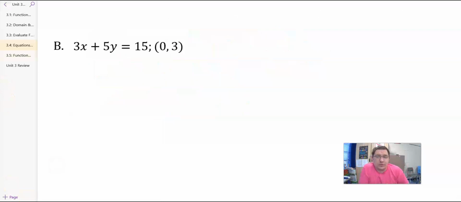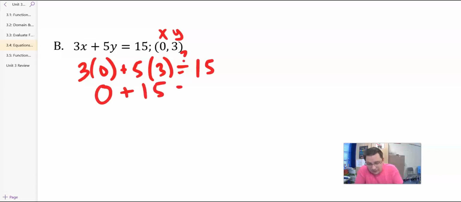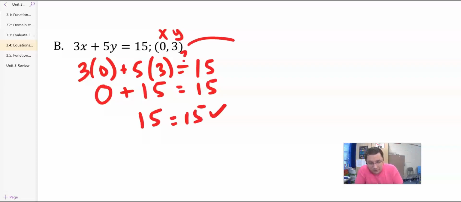In example B, we're given the same equation, 3x plus 5y equals 15. But now we're going to try the ordered pair (0, 3). Let's see what happens. Remember that the 0 is our x, the 3 is our y. And so we're going to do 3 times 0 plus 5 times 3. Is that equal to 15? 3 times 0 is 0, and 5 times 3 is 15, and 0 plus 15 is equal to 15. So this checks out. So the ordered pair (0, 3) is a solution to this equation.